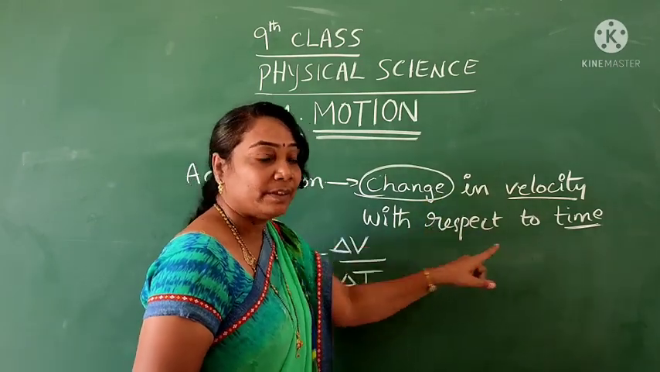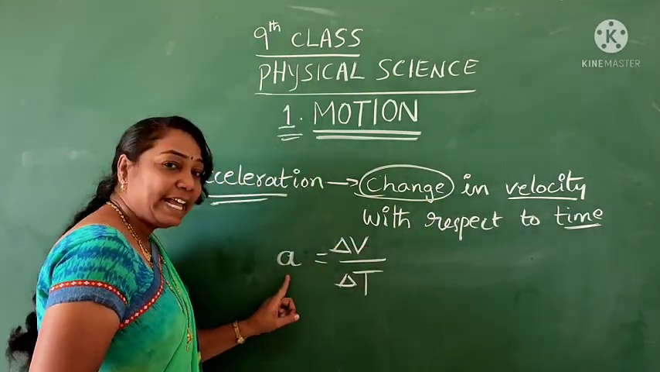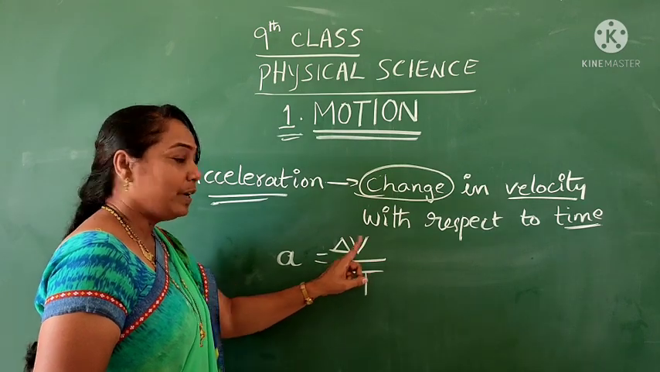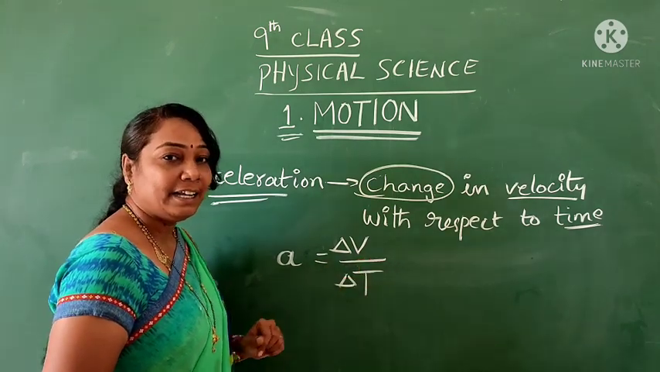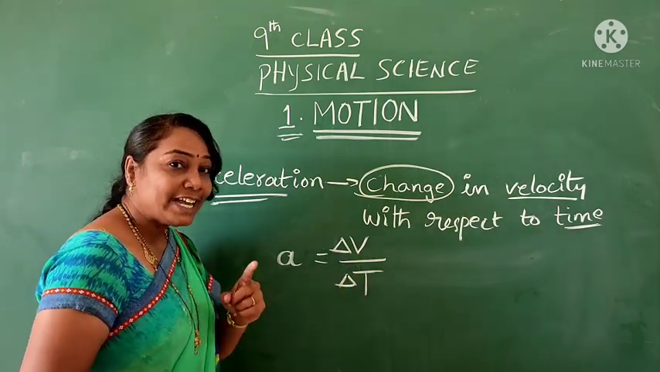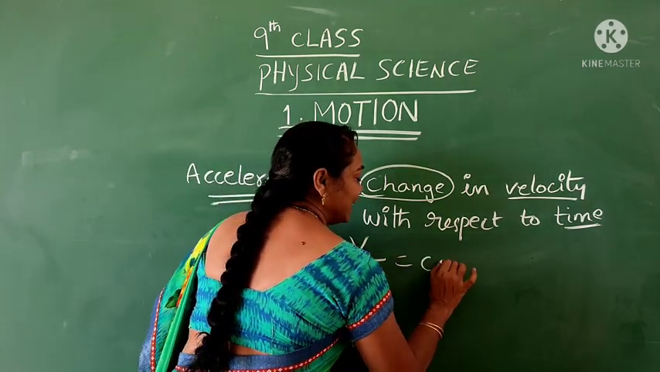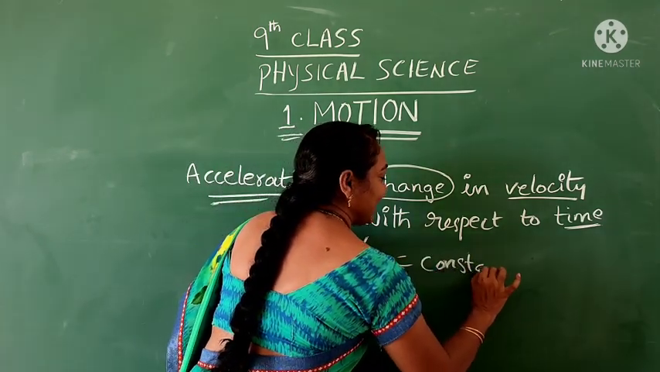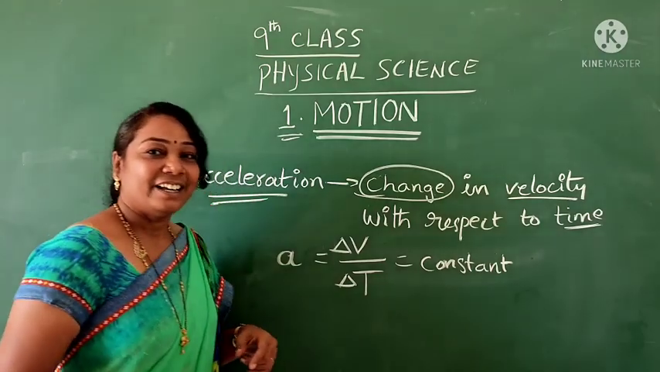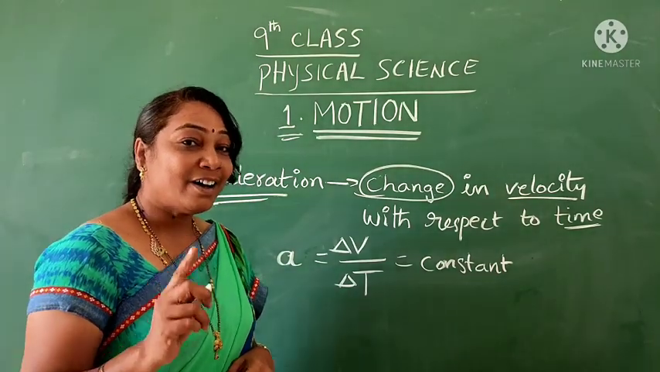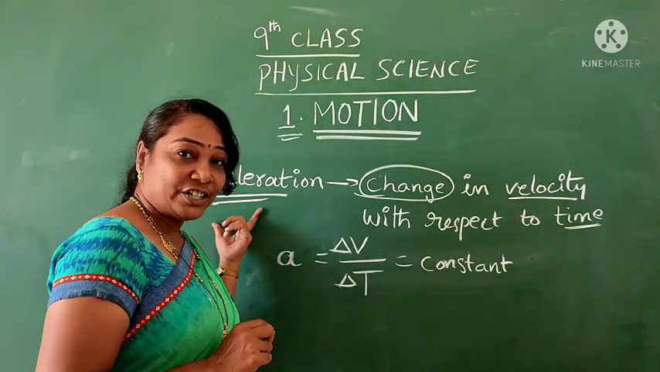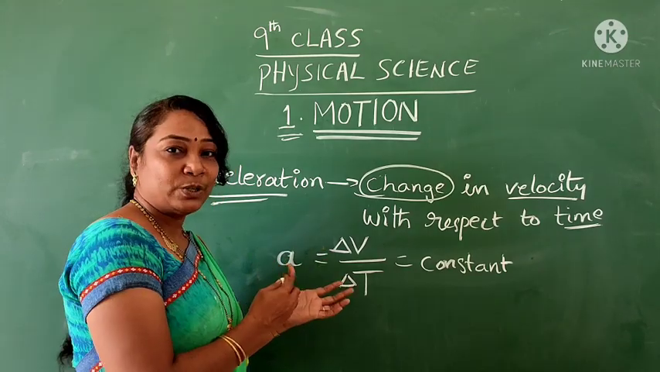That means a is equal to delta v by delta t. It is always constant. Yes, you are always right. I hope you all understand acceleration and how it goes to constant.